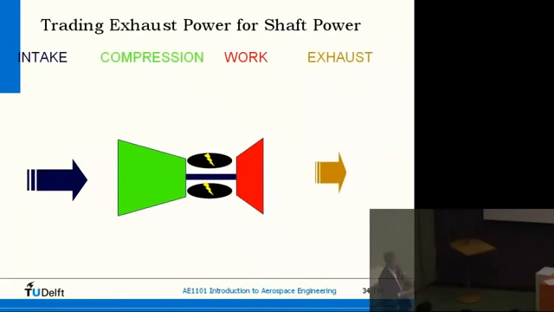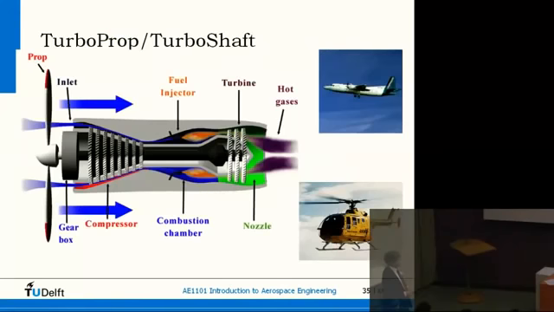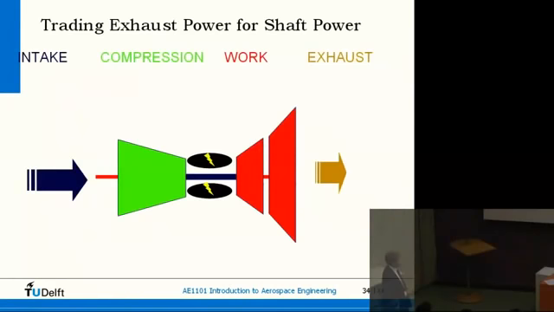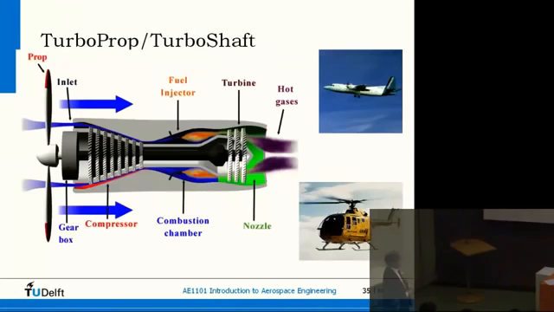To improve the efficiency, we really need this system, and it even works better if we have an extra shaft for a second stage. For the propeller, we use the one turbine to drive the compressor, but we can add another turbine to get a turboprop. And this is basically the setup of a turboprop engine, or turboshaft, it's called. It could also be used to drive a helicopter rotor.